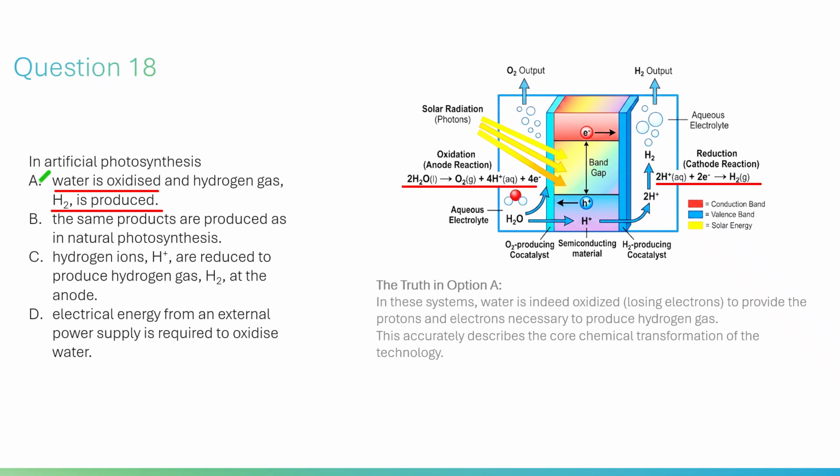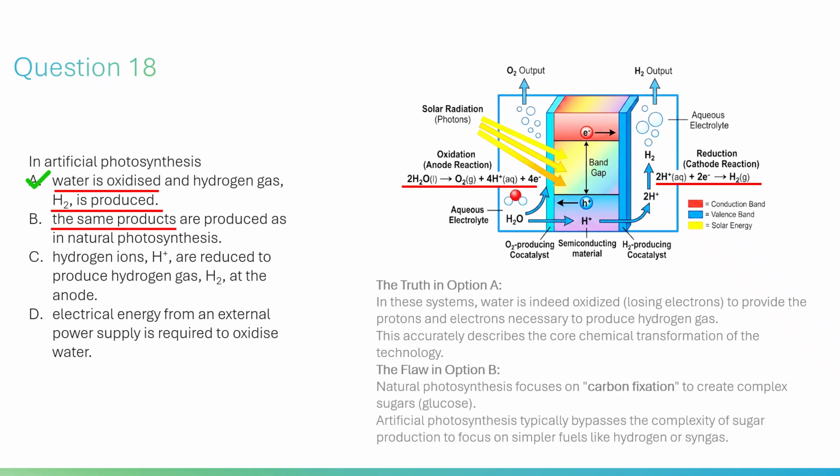The flaw in option B. Natural photosynthesis focuses on carbon fixation to create complex sugars, glucose. Artificial photosynthesis typically bypasses the complexity of sugar production to focus on simpler fuels like hydrogen or syngas.